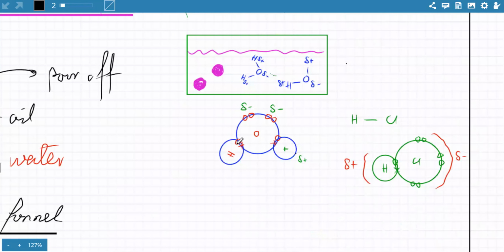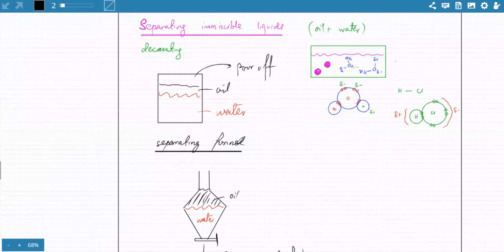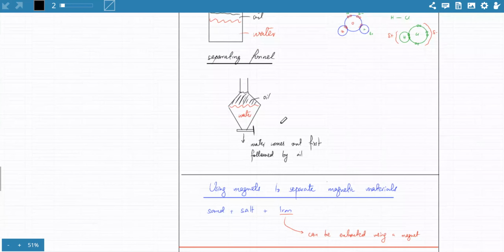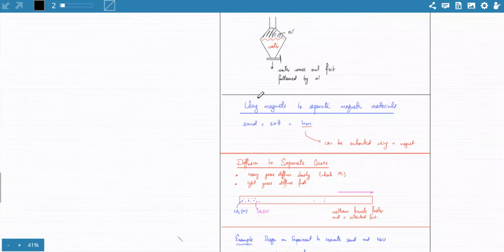There were immiscible liquids that don't mix. That's easy. That's decanting. Simply tilt the liquid. They're not going to mix. They're going to form separate layers. Oil would be poured off from the top, and then you can get the water at the bottom. There's a separating funnel for doing just that. It has a tap. You open the tap, water comes out first, and after that, oil comes out.